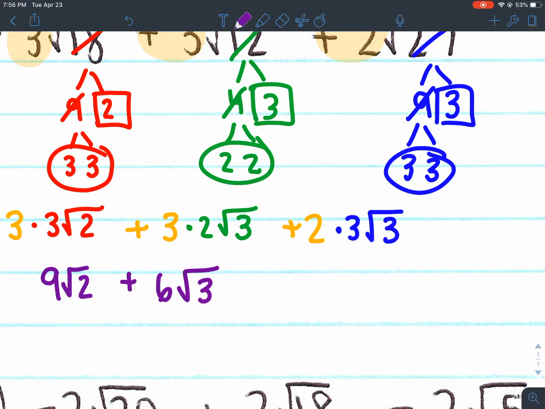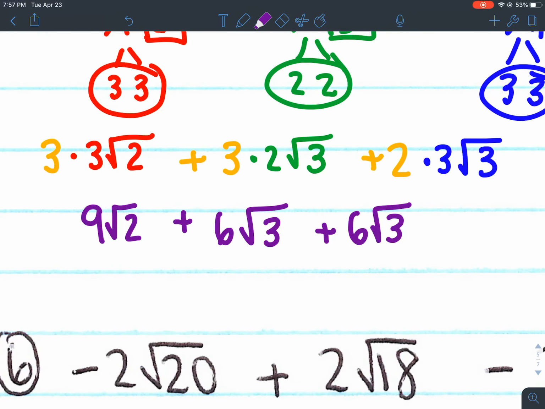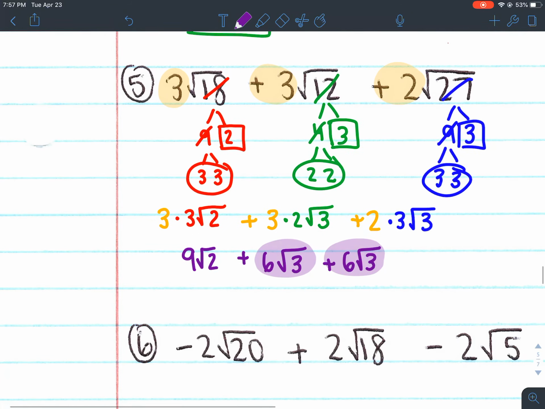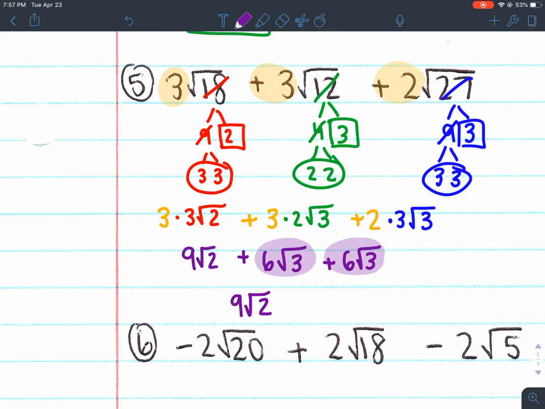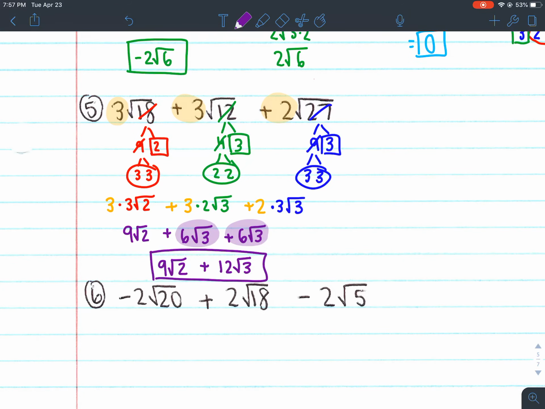Okay, and then I have plus 6 square root of 3. And then here you're always going to look for like radicals that you can combine. In this case, I can combine these and these. All right, so since I can combine those, I'm going to combine them. But the 9 square root of 2 can't combine with anything, so that's just going to stay the way it is. And then I have 12 square root of 3.